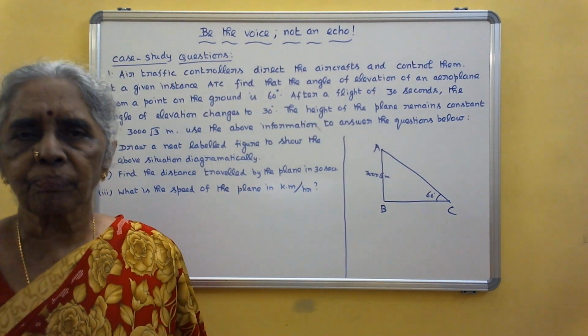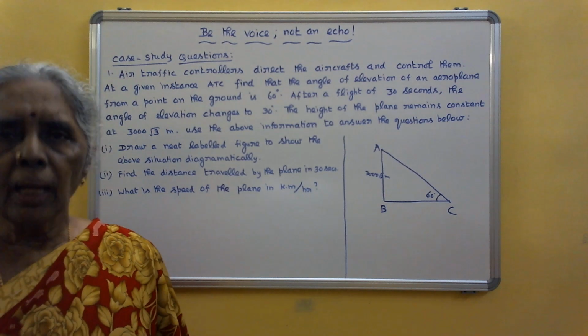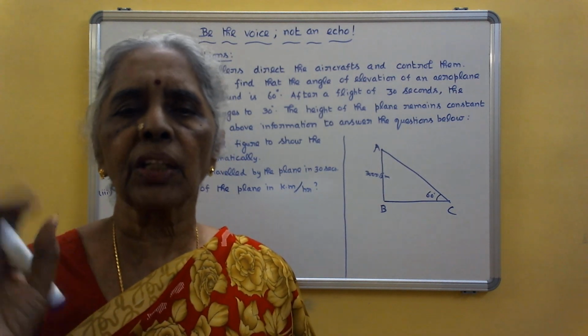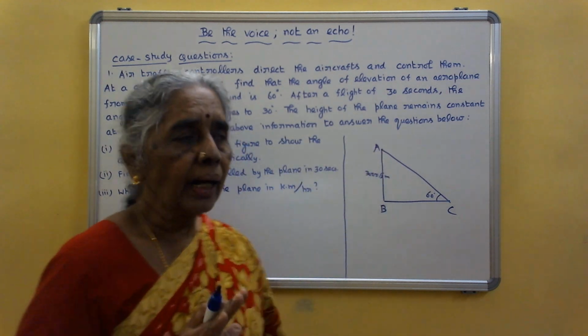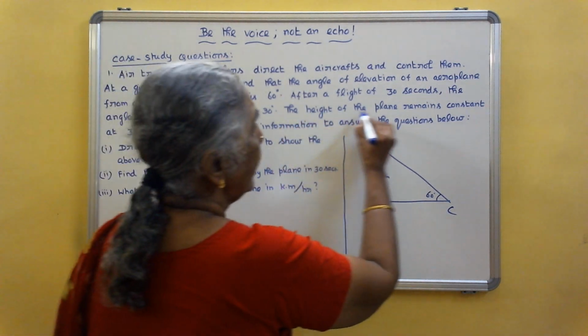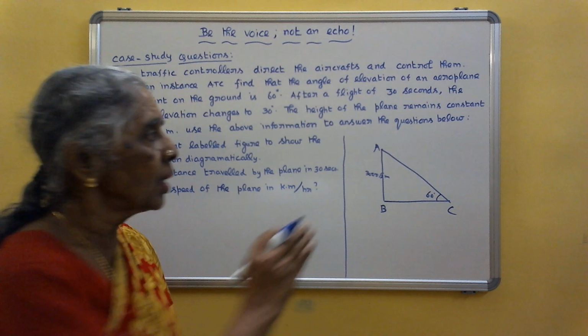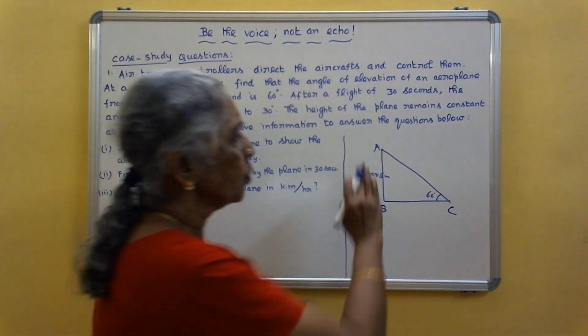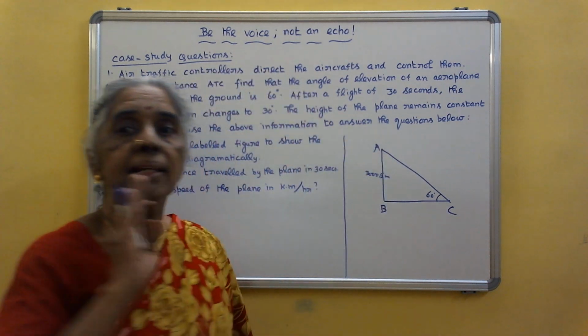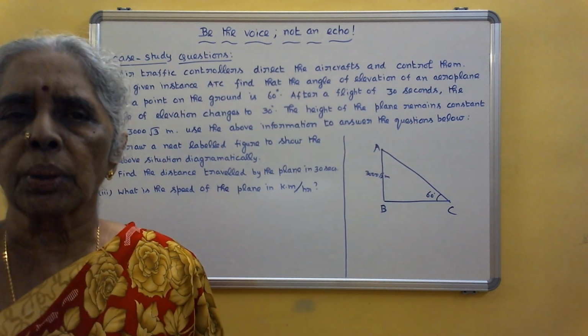Okay, is it clear? Now, after a flight of 30 seconds, that is, the aeroplane is flying at the same height, it is given, no? The height of the plane remains constant. So it will be at the same height. But we don't know whether it is going in this direction or this direction. How to find it out?